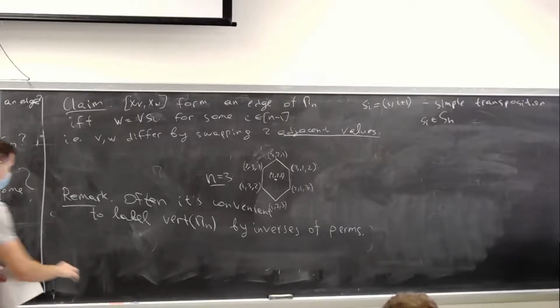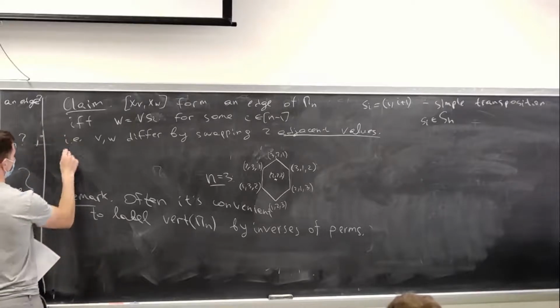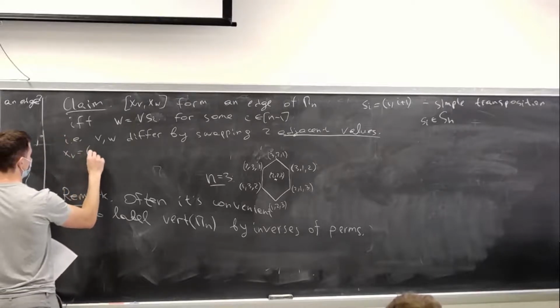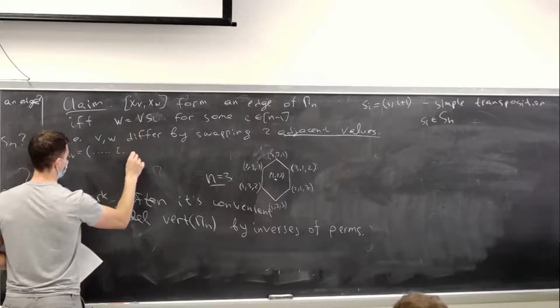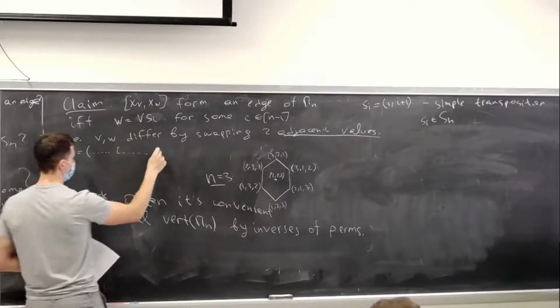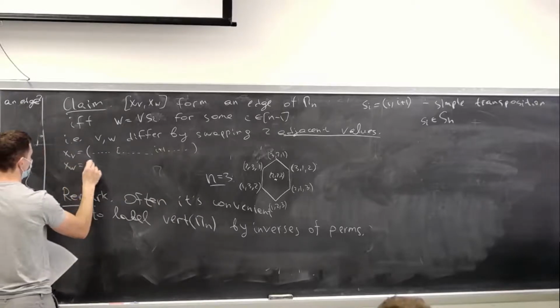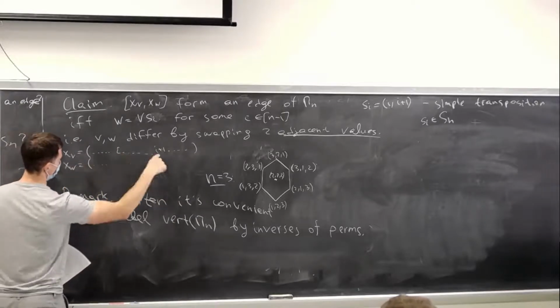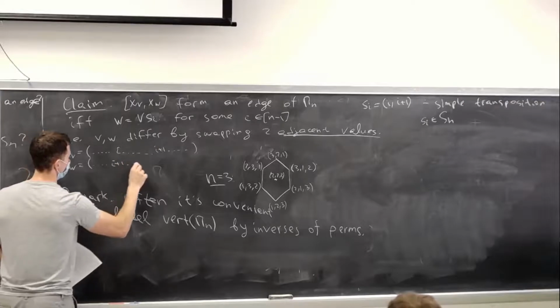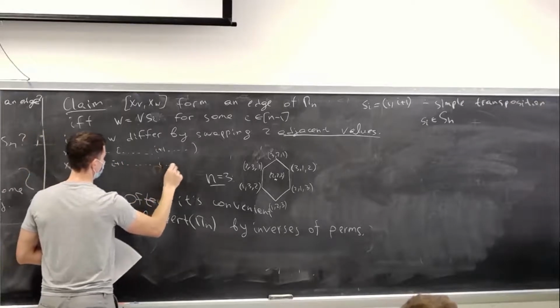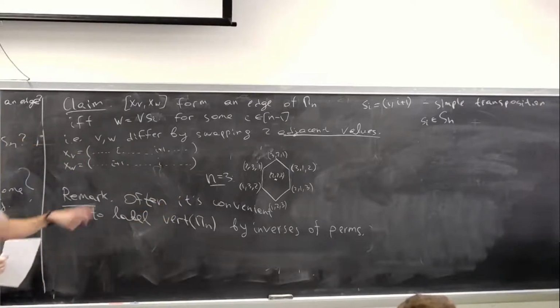So when I say adjacent values, I mean that xv is a vertex. It has in some position a coordinate equal to i, and some coordinate equal to i plus 1. And then xw is obtained when you swap i and i plus 1, even though they may be in very far away positions.